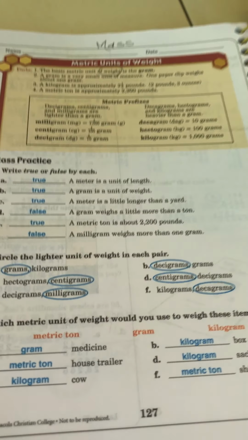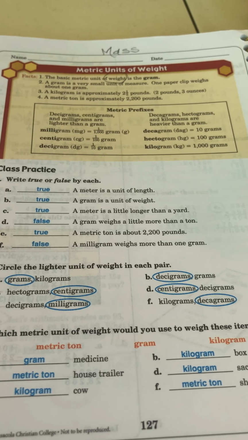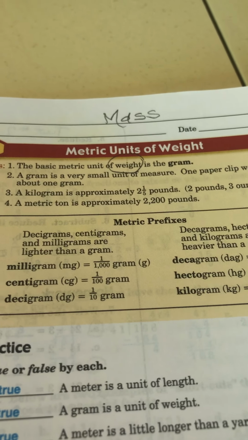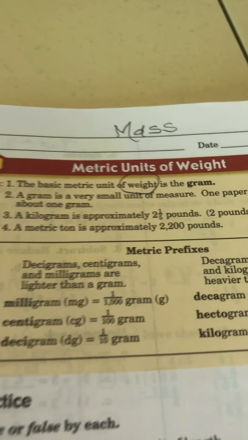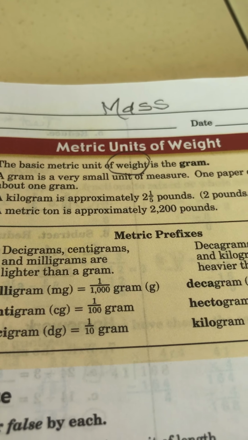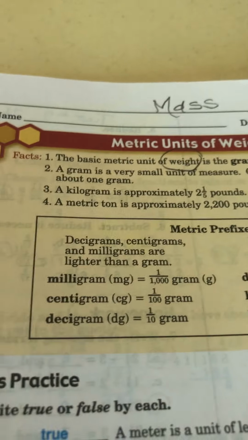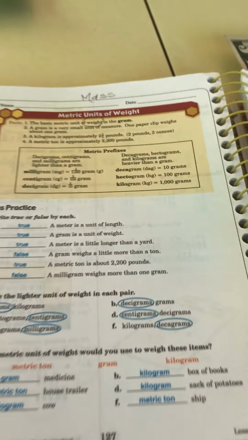Okay, from that page, if you will turn to page 127, metric units of weight. The basic metric unit of weight is the gram. I also wrote mass at the top, because they use that terminology. That is on page 127.